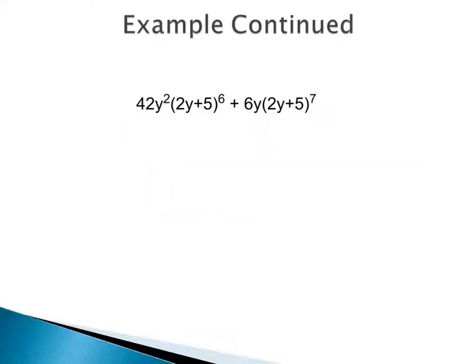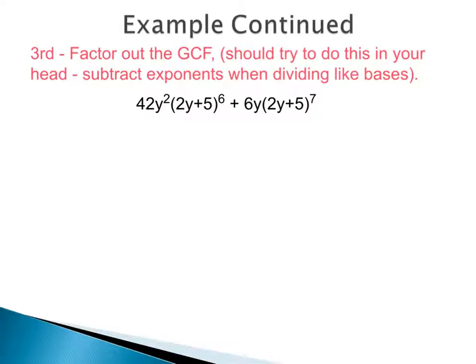So now that we found that greatest common factor of 6y times (2y plus 5) to the 6th, our next step would be to actually factor it out. So remember, when we're factoring it out, we are dividing. Now again, you don't need to write this step that I'm showing with the division, but what you do need to remember is that when you divide, you would subtract your exponents. But I am going to show it so that you can see where it came from, but eventually we should be doing this in our heads.